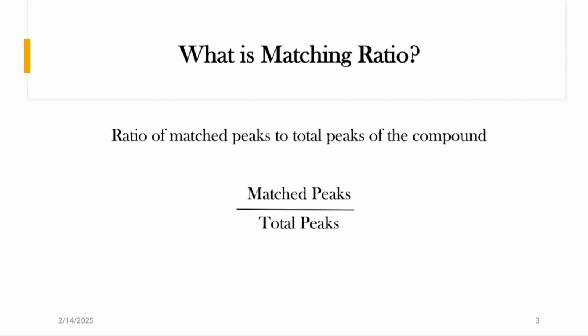The matching ratio is the number of match peaks over the number of total peaks. If this value is too low, that may indicate that your compound is not present in the sample. As a general rule of thumb, your matching ratio should be above 0.6, and even then you will need to double check this to make sure that your data is correct.